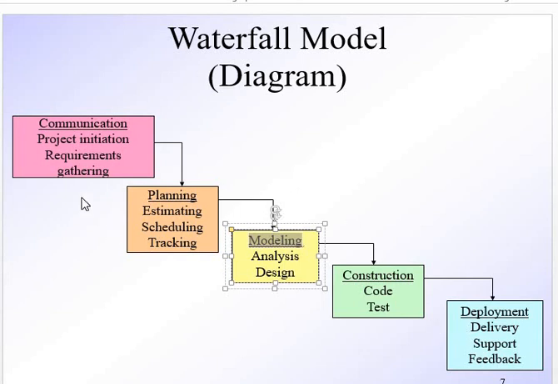So this is nothing but the waterfall model. Why? Because its shape is like a waterfall, step by step. Phase number 1 is communication. Once it is completed, phase number 2 is planning. Once that is completed, phase number 3 is modeling. Phase number 4 is construction, which is the code and test. And phase number 5 is deployment, delivery, support and feedback.